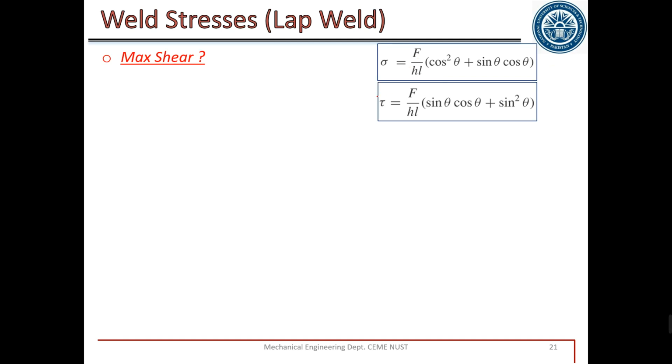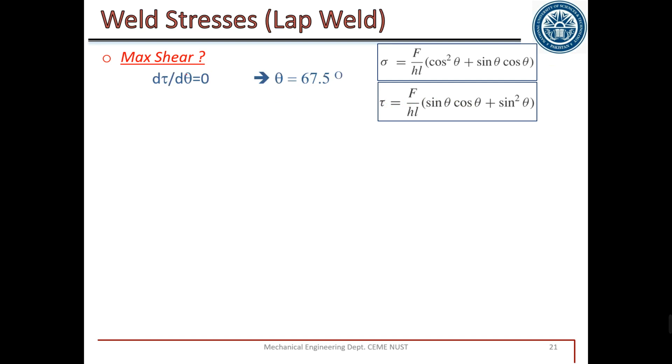What will be the maximum shear, and where will be the maximum shear? For that, why maximum shear? Because usually welds fail due to shear, not due to axial loading or normal stress. So we differentiate d tau divided by d theta, and with reference to theta we calculate the value of tau, the angle theta for which the value of tau is maximum.